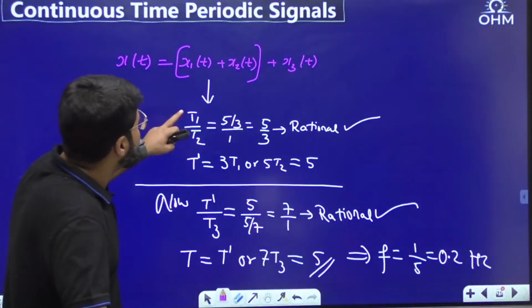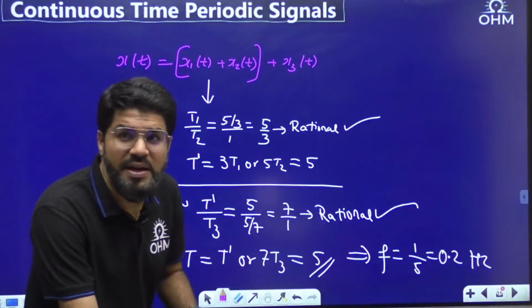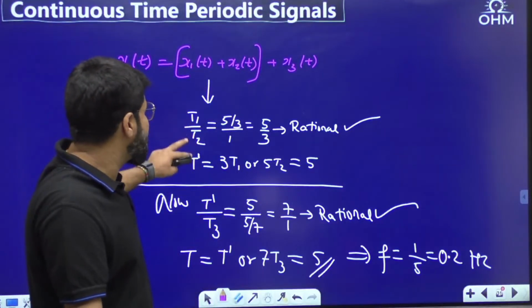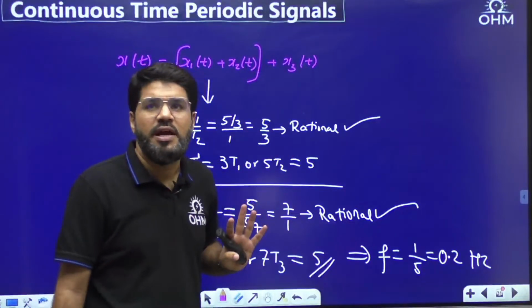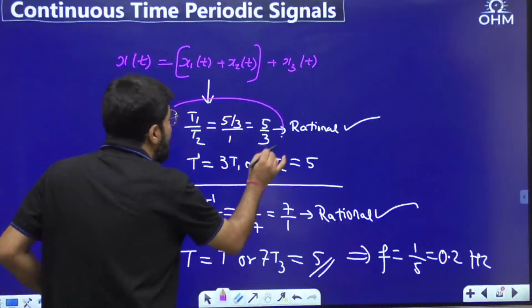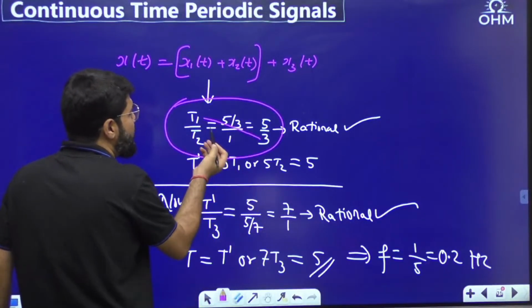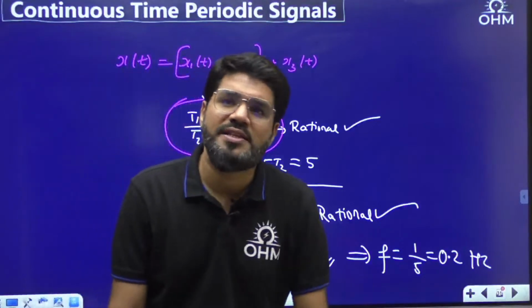Now how to check whether the signal is periodic? Ultimately, you have to apply the ratio test, T1 by T2. The ratio of periods should be a rational number. So you have to check up to this, T1 by T2. Okay, 5 by 3, rational. So now you are safe. Now, if you have done this much calculation, 5T1, how much time will it take? 5T1 is equal to 5. Why go again for LCM or HCF calculation?